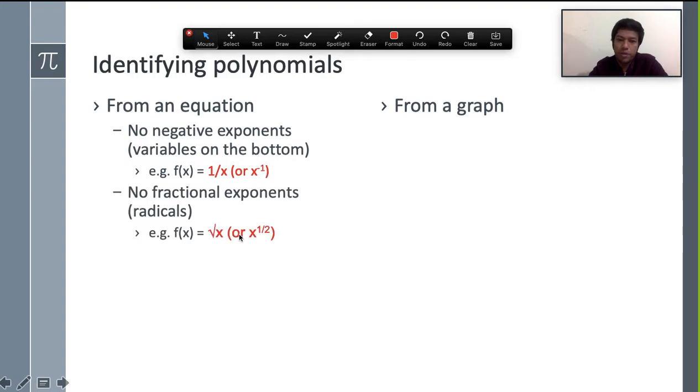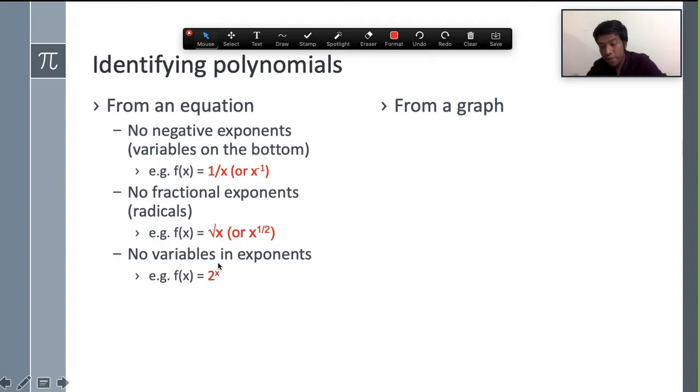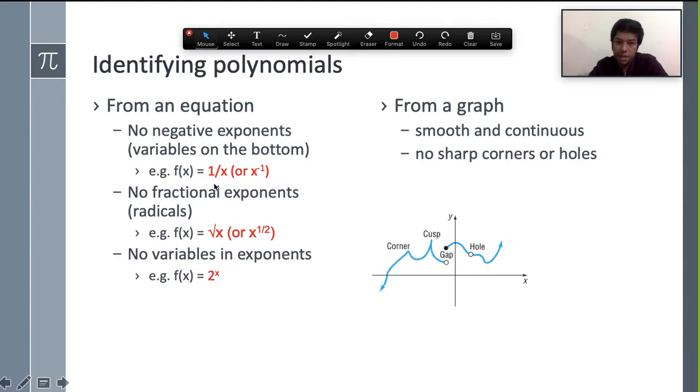This power cannot be a root. Then it is not a polynomial. Like 1 by 2, 2 by 3, a fraction. The power of x cannot take a fraction. The power of x cannot be a negative number. Or the variable itself is above the number, which is called an exponent. These are not polynomials. Okay, these are not polynomials.